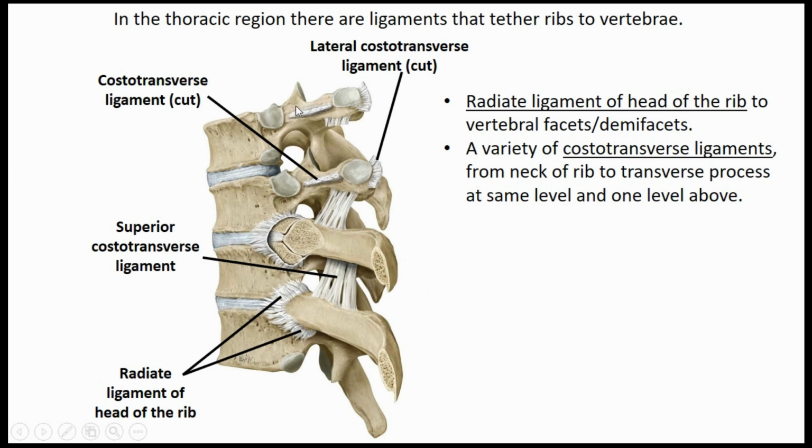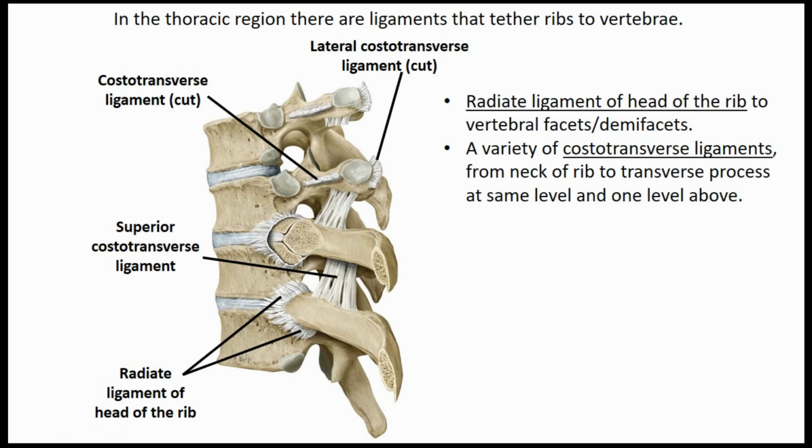Now, I'm not going to ask you to identify any of these specific costotransverse ligaments. I just want you to know that there are a variety of ligaments tethering the transverse processes of the thoracic vertebra to the ribs. So there's a lateral one out here coming off the transverse process to the posterior side of the rib. There's a transverse or costotransverse ligament here running along the anterior side of the transverse process going to the tubercle and neck of the rib. And there's also a superior costotransverse ligament going from the rib to the adjacent superior transverse process. So I just want you to know there's a variety of costotransverse ligaments.